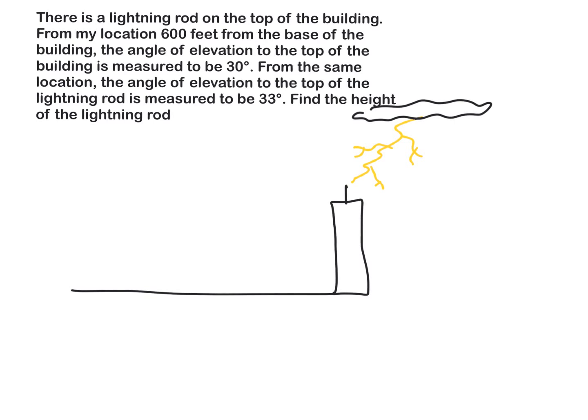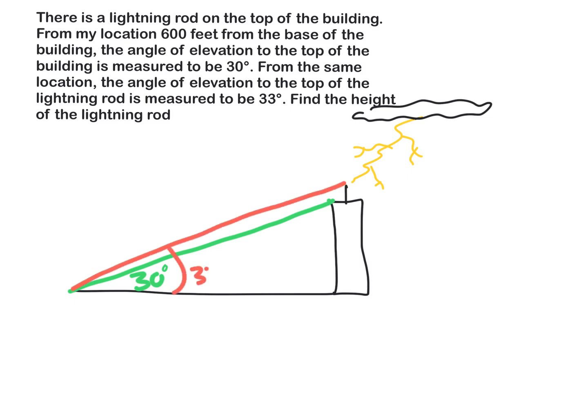So basically, here's what we have. We have two different triangles. This to the top of the building, this is 30 degrees. And this triangle to the top of the lightning rod is 33 degrees. Both of these have a base of 600. So what we're going to need to do is find the heights of each of these triangles, and then we'll just subtract to find this little bitty distance in between.